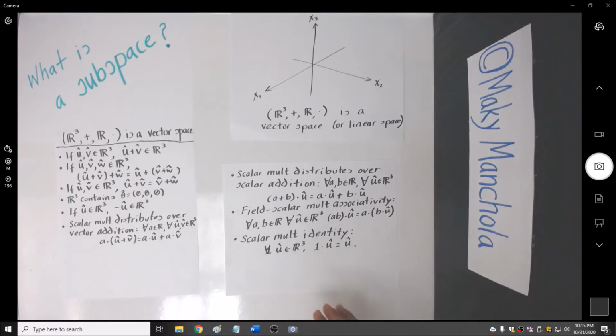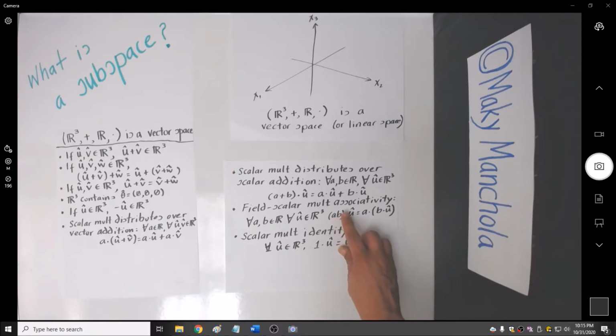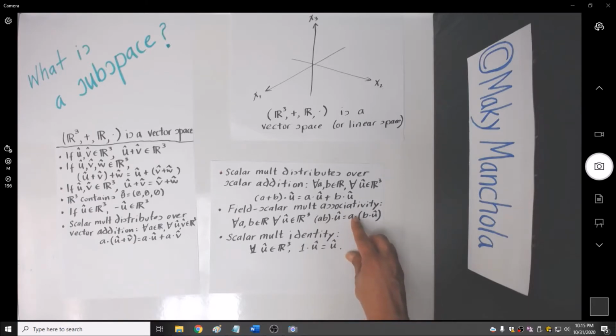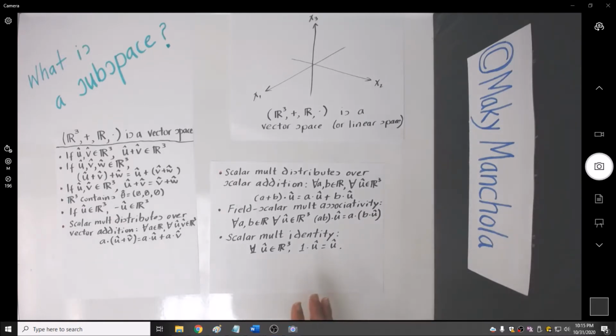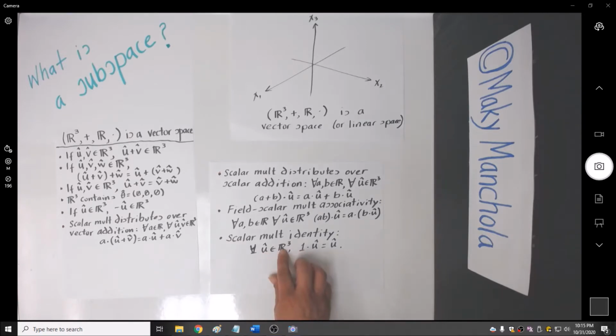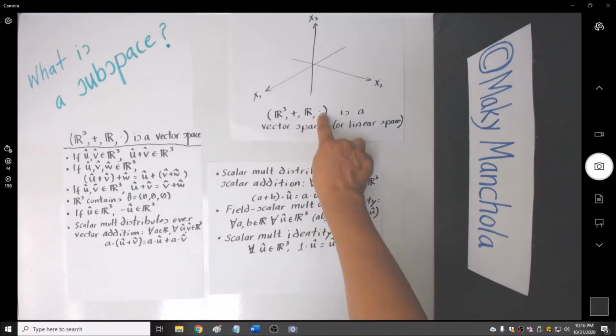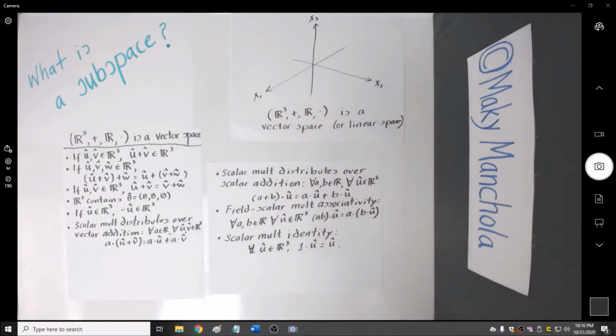Field scalar multiplication associativity. For all real numbers A and B, and for every U in R3, AB scalar multiplication U is equal to A scalar multiplication B scalar multiplication U. And the scalar identity, multiplicative identity: for every U in R3, the scalar product of 1 and U equals U. Okay, so that's what we know of our structure: R3, addition in R3, real numbers and scalar multiplication of vectors in R3 by real constants.